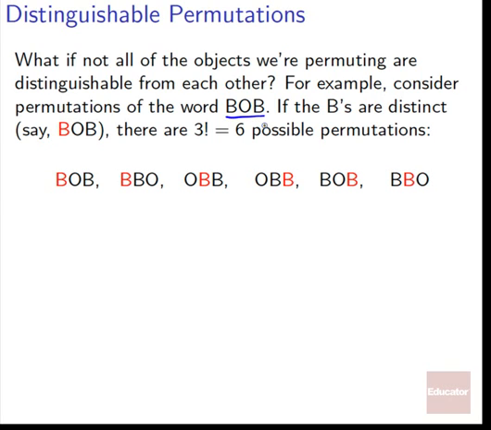So if the B's are distinct, that way we have some way of telling one B from the other one, say one of them is in the color red and the other one is just in the color black, then we can tell the difference between one B and the other B. So we've got three distinct objects, which means 3 factorial, or 6, possible permutations. So you can see all the permutations here. We've got all the different ways of rearranging it.